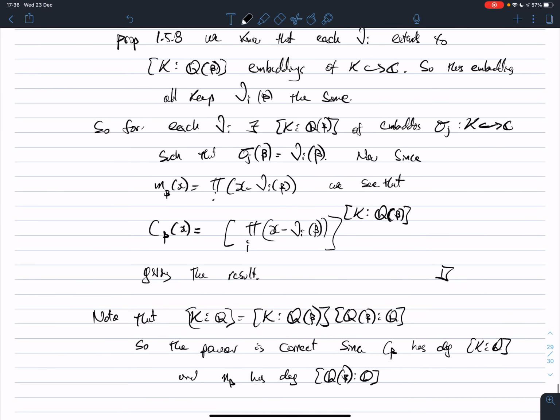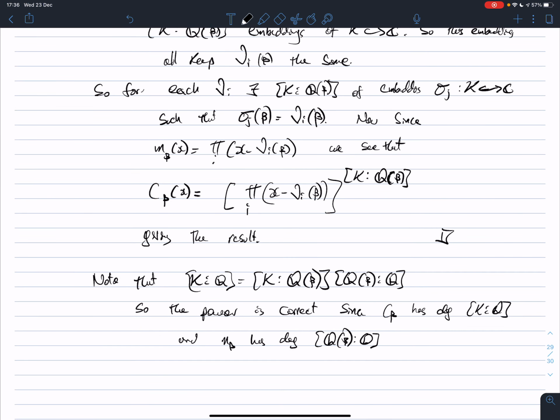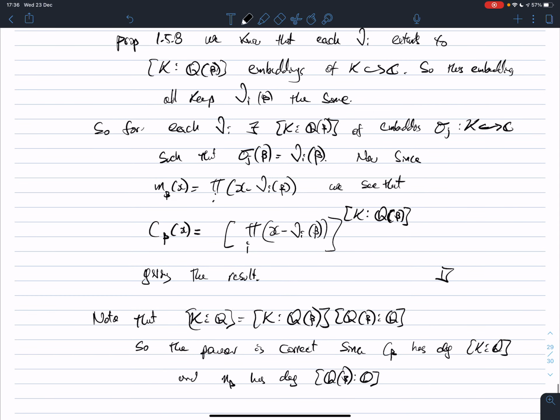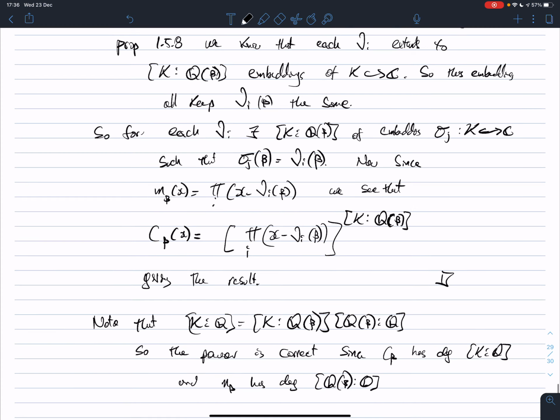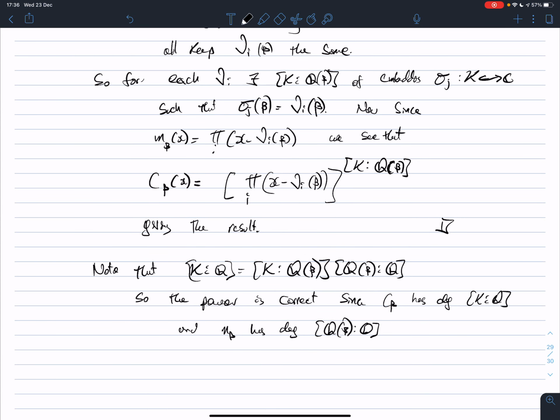Okay, so this is where we're going to leave it for standard representations and field polynomials. But this result, this corollary, is going to be quite useful later on. In the next lecture, we'll use this to define the norm and trace. But I'll leave this here.